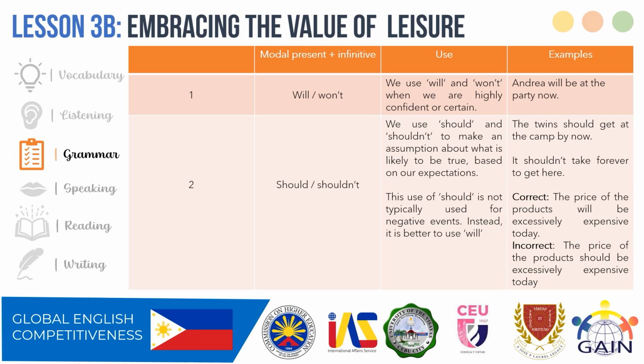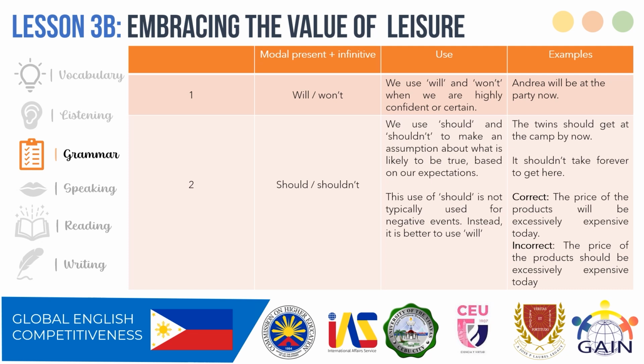Second, we use should and shouldn't to make an assumption about what is likely to be true based on our expectations. For example, the twins should get to the camp by now. Second one, it shouldn't take forever to get there. So these two examples are based on our assumptions.